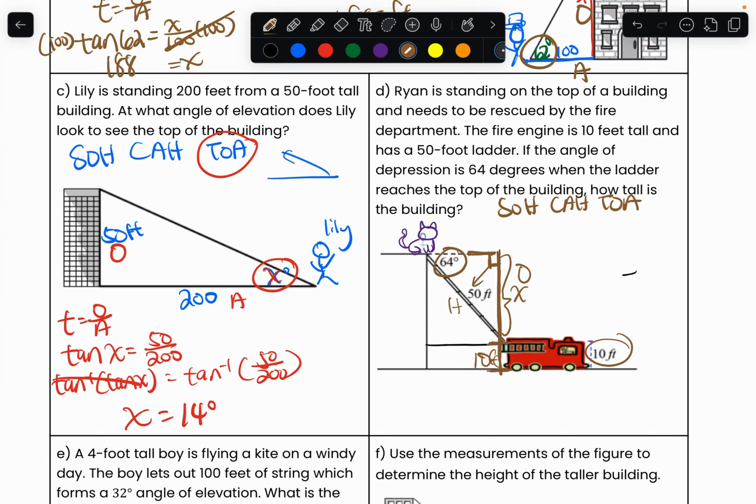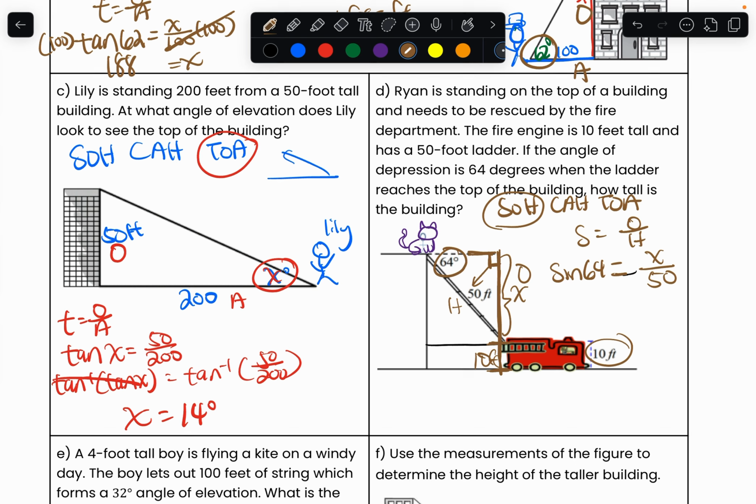Which one do I use? Well, I'll use the SOH. So I'm going to write down sine equals opposite over hypotenuse. So sine of what though? What is my reference angle? 64. So I write sine of 64. On the other side, opposite over hypotenuse. Opposite is x. Hypotenuse is 50.